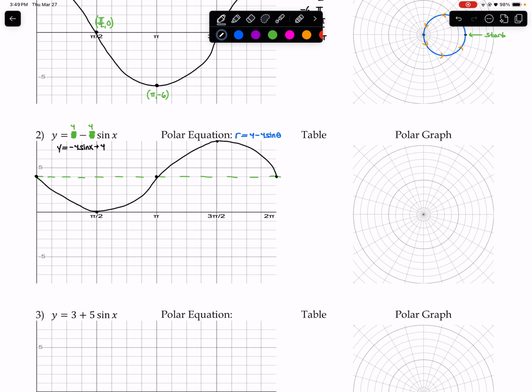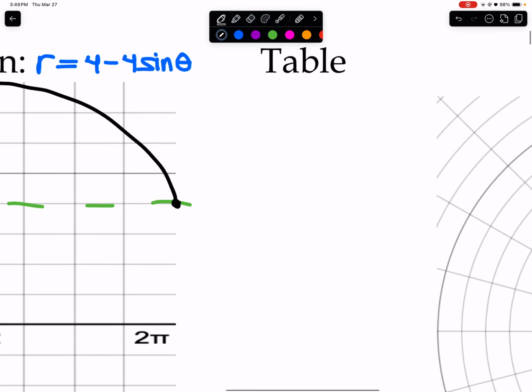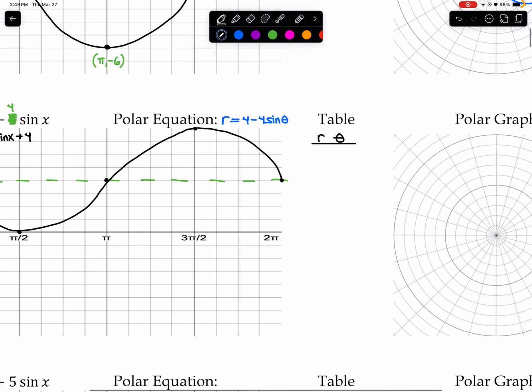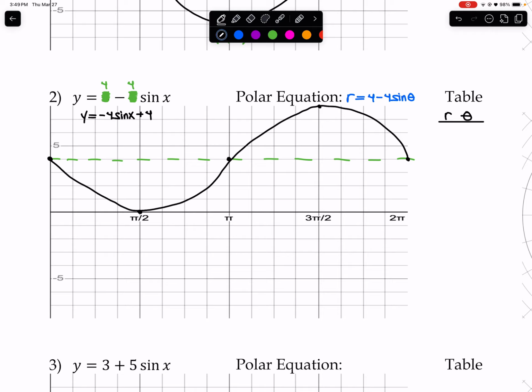Okay, so let's go ahead and label these points. From the rectangular graph, I'm going to generate the table. Now I'm actually going to go straight into the table. I'm not going to label my points because I want you to get in the habit of being able to just go from one thing to the other without too many steps in between, because I want you to be able to save some time when possible.